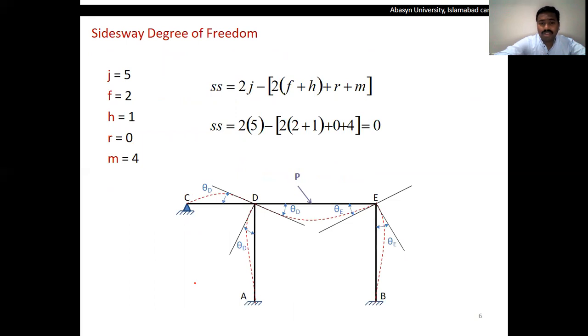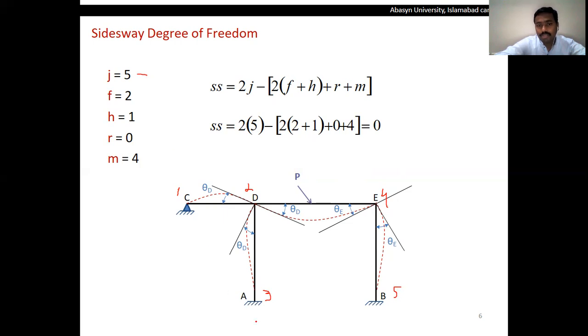Let's apply this equation to the frame which we were already discussing. Suppose we have this type of frame. In this frame, the number of joints is five: one at point C, two at point D, three at point A, similarly four at point E, and the fifth at point B.